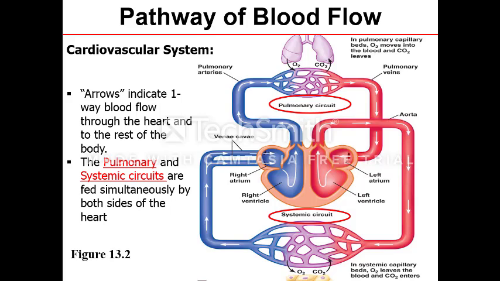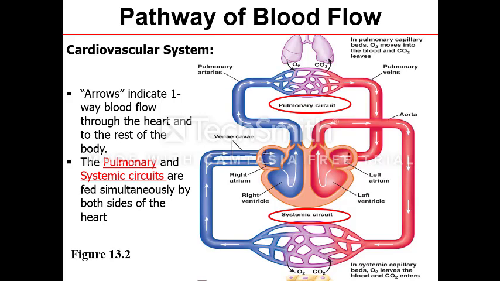From the right atrium, blood passes through the tricuspid valve and enters the right ventricle. The right ventricle pumps the blue blood through the pulmonary semilunar valve to the pulmonary arteries and into the lungs for reoxygenation. O2 loads up in the lungs, and the pulmonary veins carry now the red oxygenated blood back to the left atrium, and from the left atrium, blood goes through the bicuspid valve into the left ventricle, and the cycle repeats.